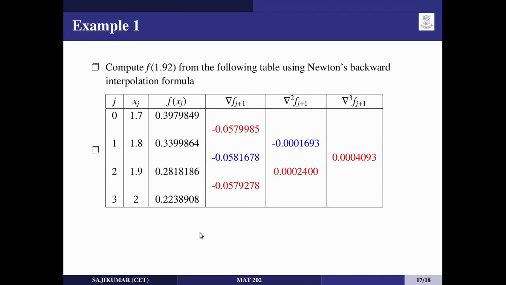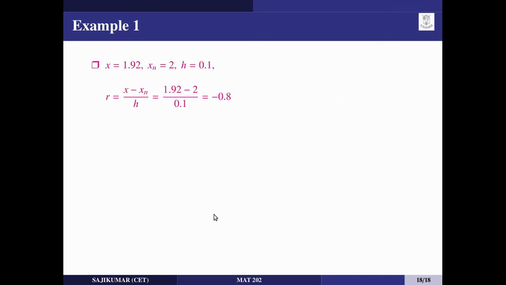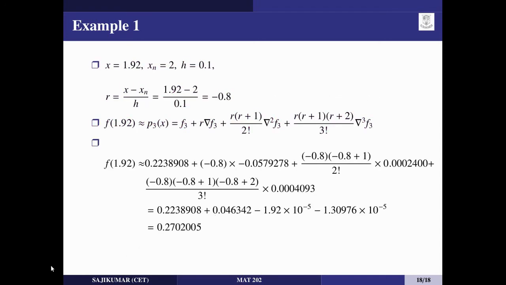And here the tabular values of the unknown function are actually the Bessel function J0(x), and on actual direct computation, we can see that J0 of 1.92 is 0.270201. The exact value of J0(1.92), 0.270201, agrees with the value given by Newton's backward formula up to 5 decimal places.